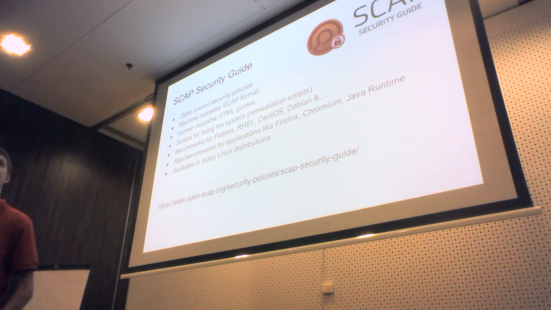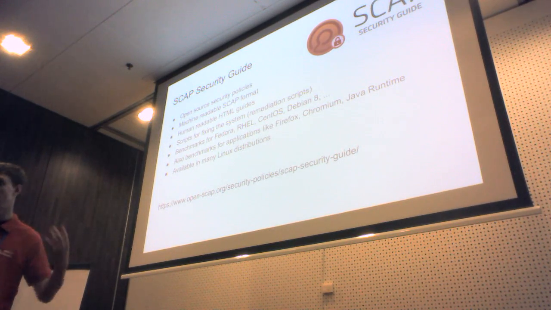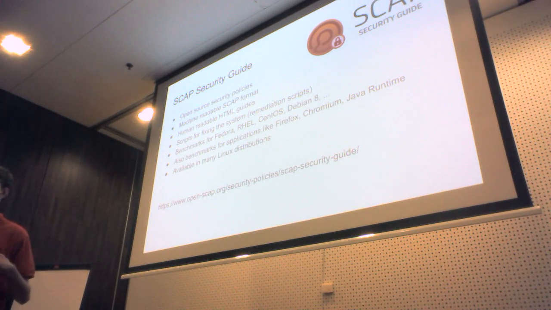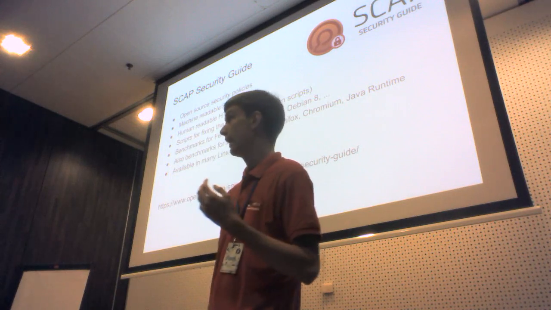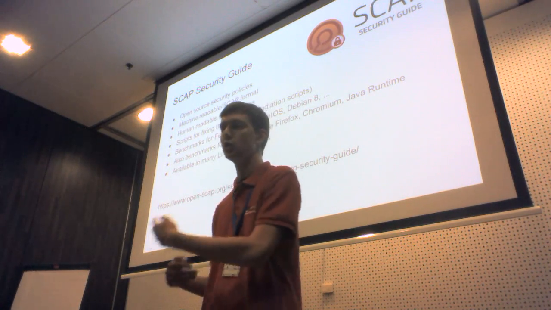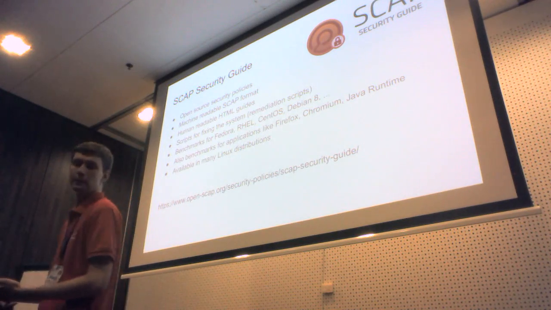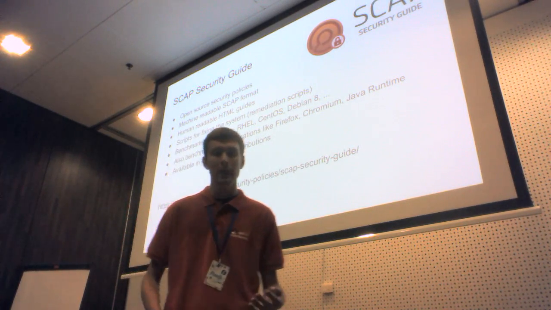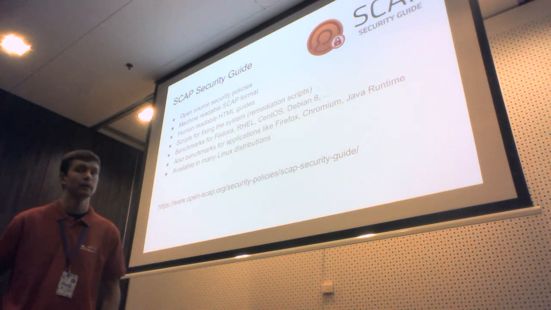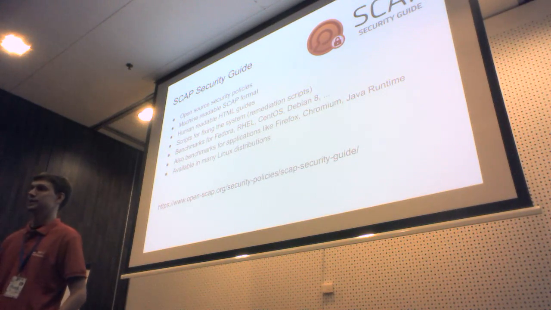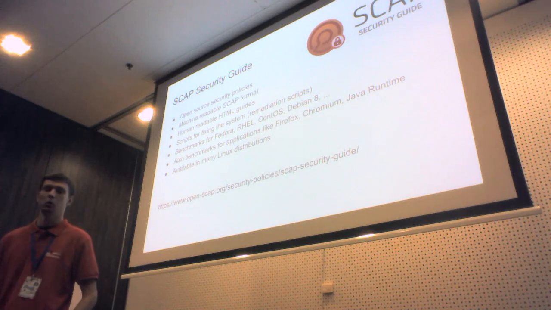SCAP Security Guide project is a set of open source security policies. It provides security policies in SCAP format, therefore machine readable, and they can be used by OpenSCAP. And also it provides human readable HTML guides, so you can read why a particular rule is good to follow, or why a particular policy is good to follow. The SCAP Security Guide also contains the so-called remediation scripts. Those are scripts which can fix your system.